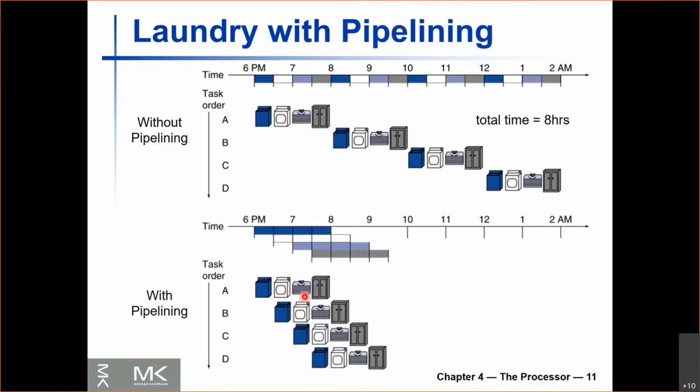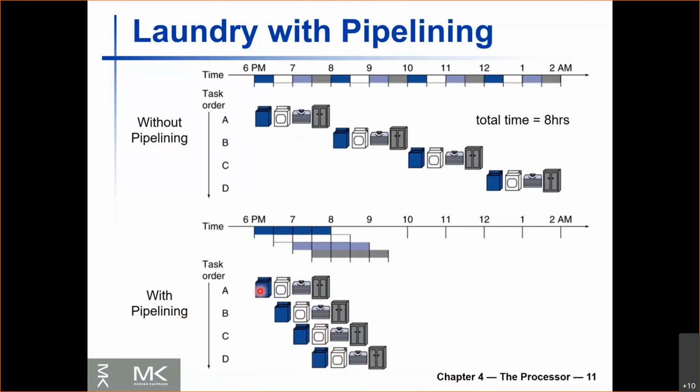And then when roommate A starts folding, during this time, B is done drying, so B can start folding, and C can start drying, and D can start washing. And then they keep doing this until they are done. And you'll notice that this time, it takes much less time, right?